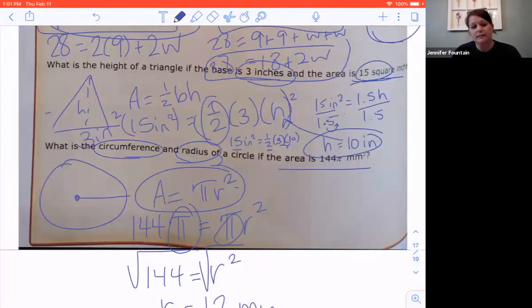But the main thing is that sometimes it helps to draw us a little picture to identify what we know, look for what we don't know, use those formulas, use what we've already learned, plug in the pieces of information that they give you, and then solve for what you don't know. Okay, good job.